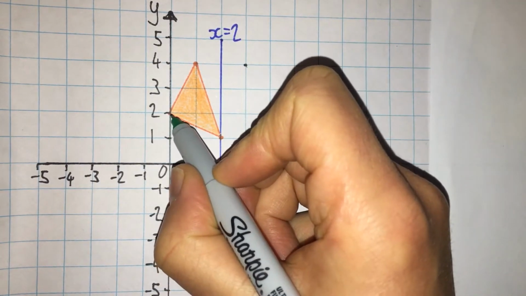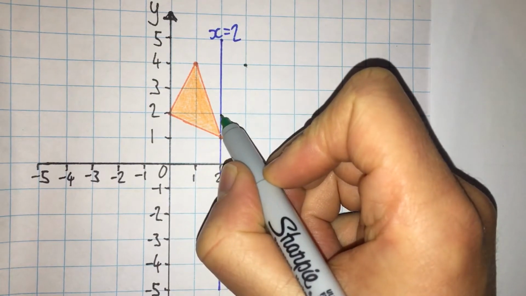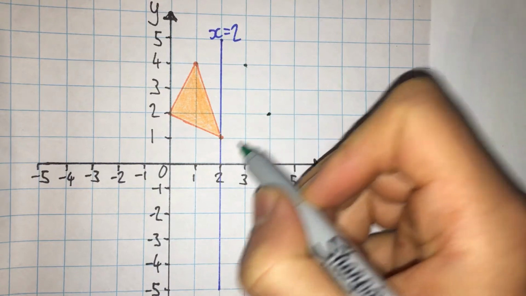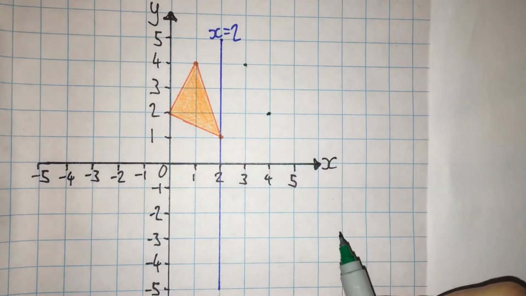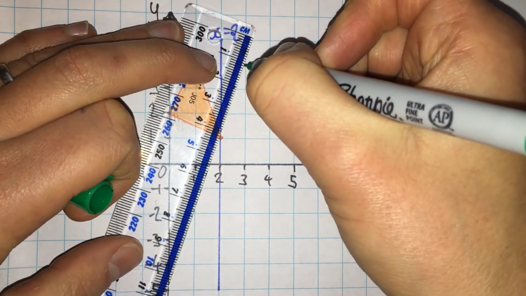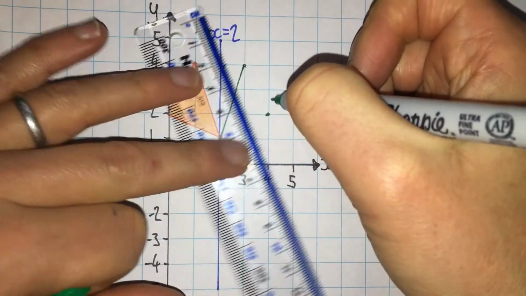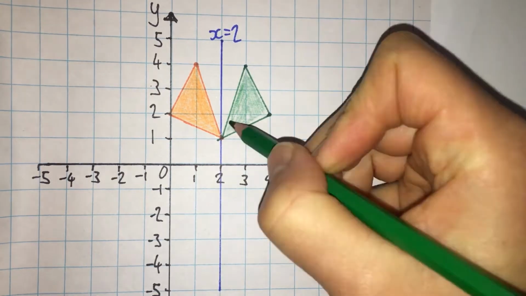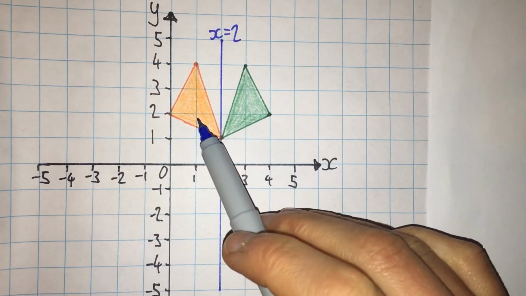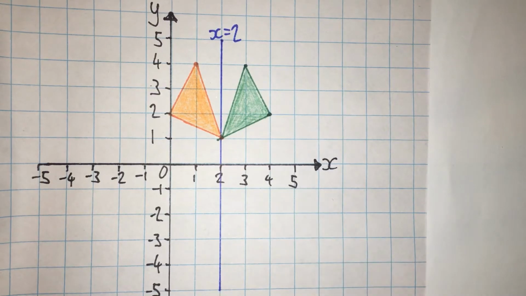This point here is 2 squares away from our mirror line. So we go 2 squares away on the other side, and this point is on the mirror line. So I can confidently redraw this shape using those points. Here I have the object and here I have my image.